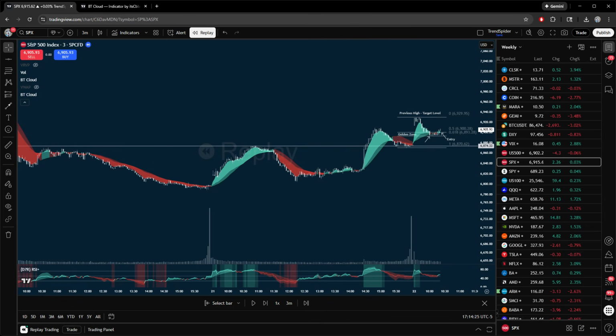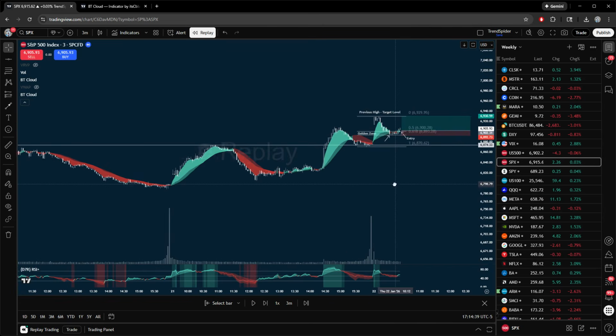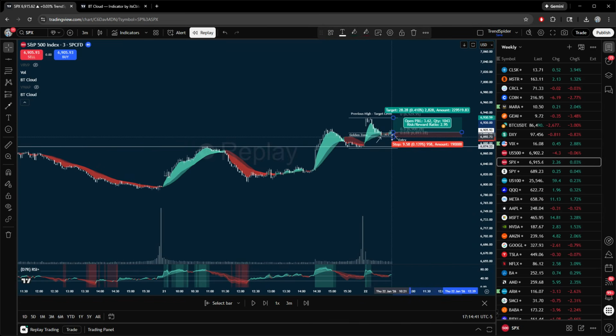We're in the trade. Now that we're in the trade, let me show you how I manage it. First, I'm placing my stop loss. According to our system, the stop goes below the golden zone, which is at the 0.618 Fibonacci level. That's 6,894, where price found support and bounced. I'm setting my stop just below that level.